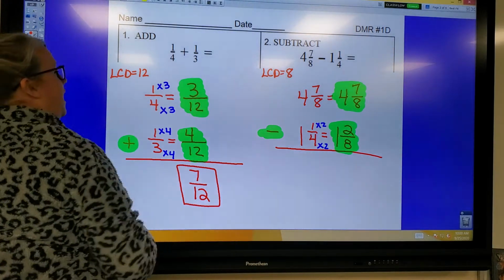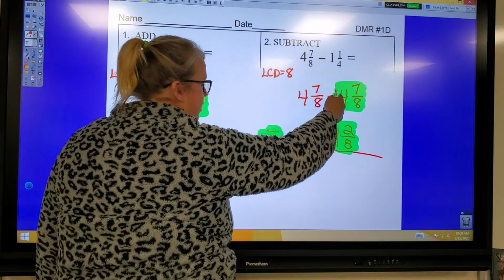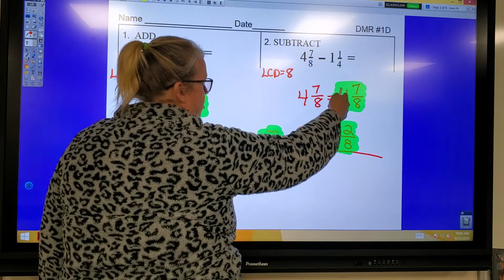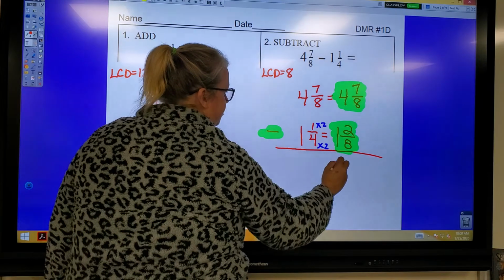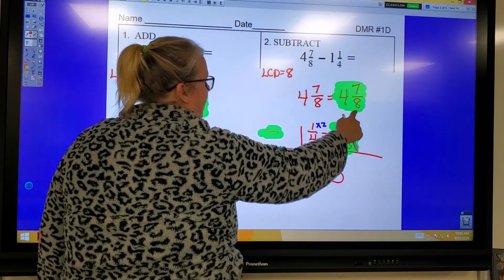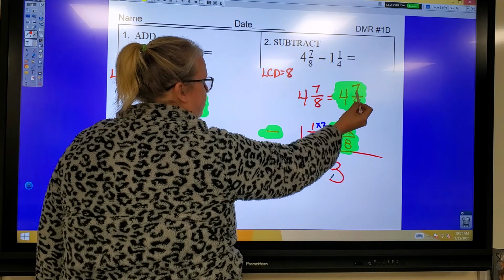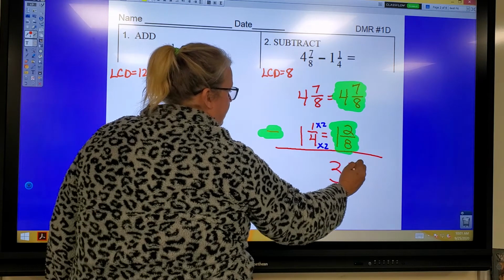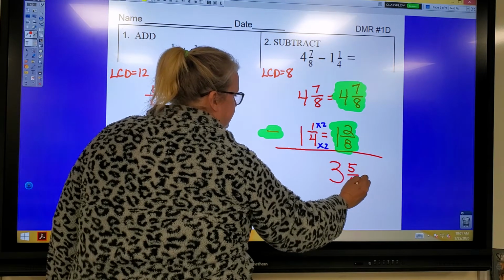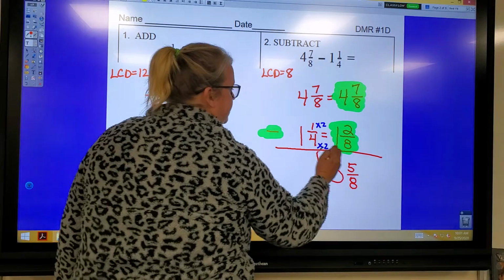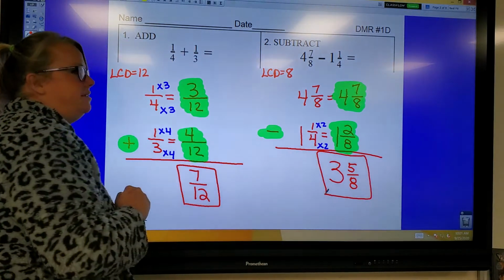So now I am looking at 4 and 7/8 minus 1 and 2/8. And to subtract these mixed numbers, I'm going to first subtract my whole numbers. 4 minus 1 is 3. And then 7/8 minus 2/8. Remember, just the numerators. 7 minus 2 is 5/8. And that cannot be simplified, so it is my final answer.